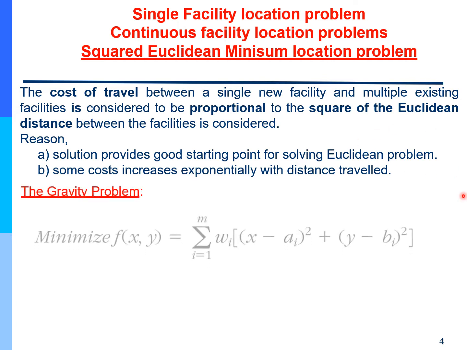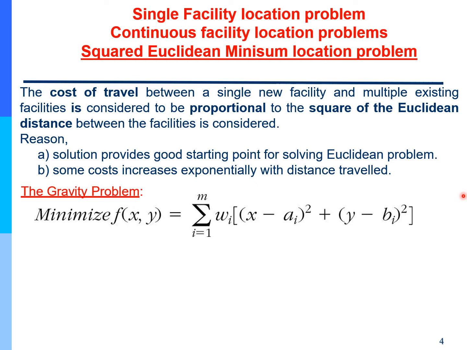First of all, we need to write our objective function. The objective function for the squared Euclidean distance is this one. As you can see, the only difference between squared Euclidean and Euclidean is that we don't have this square root. If you have the square root, it's the Euclidean problem. If you take the square of it and remove the square root, then it is the squared Euclidean problem. And again, we should be able to write this compact form in open form easily.